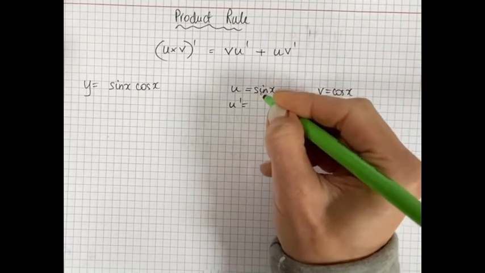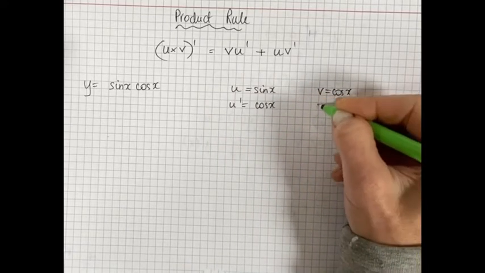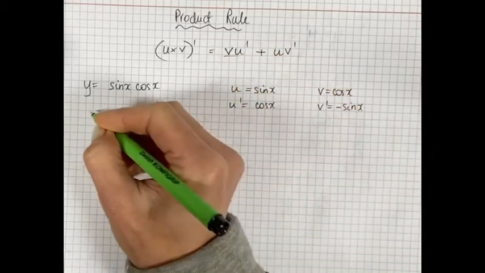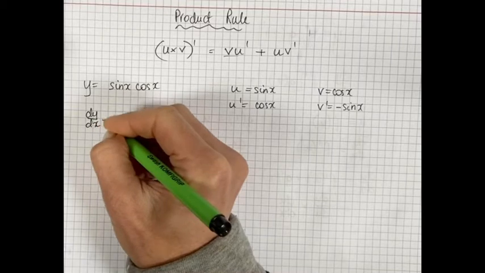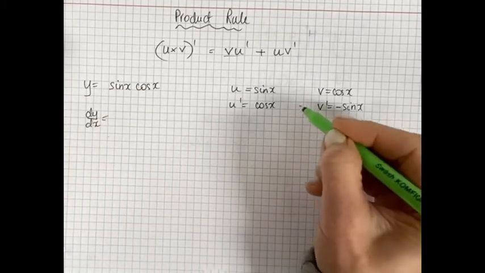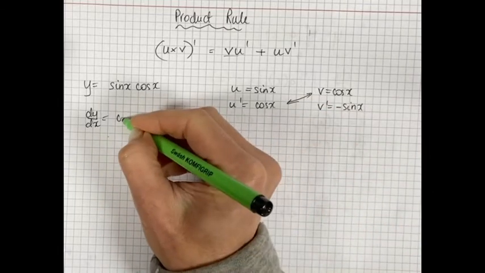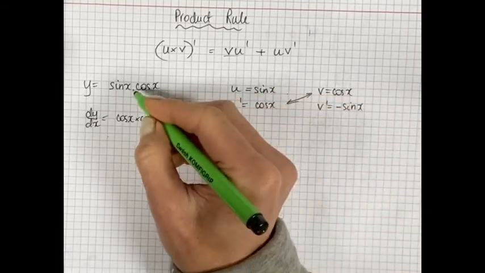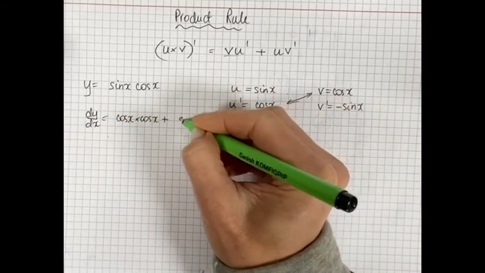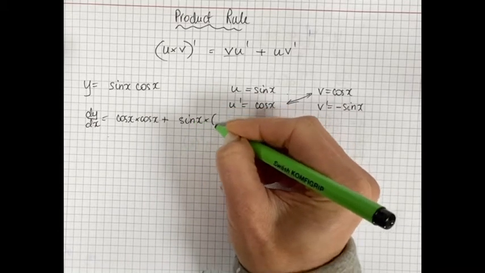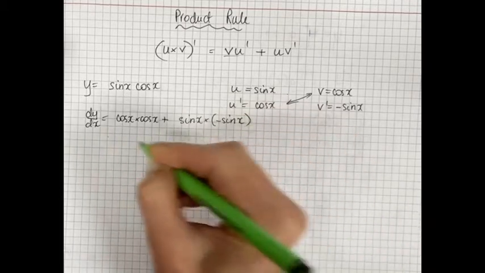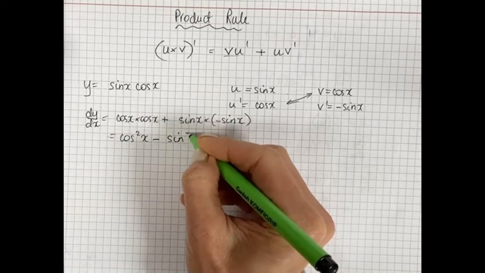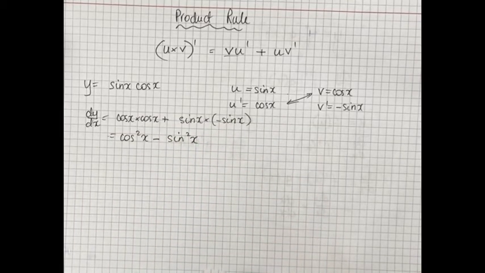So on the side, differentiate it, you'll get cos x. Differentiate this one, you'll get minus sine x. And then use this formula to work out what dy dx is. So effectively you need to multiply the sine x, so which is cos x multiplied by cos x. So it's cos x times cos x plus, and then you're going to multiply sine x by whatever cos x multiplies by. So sine x multiplied by minus sine x. So you'll get cos squared x minus sine squared x. Great.